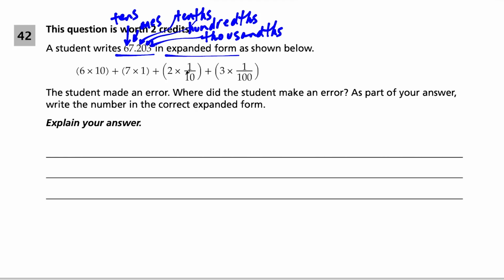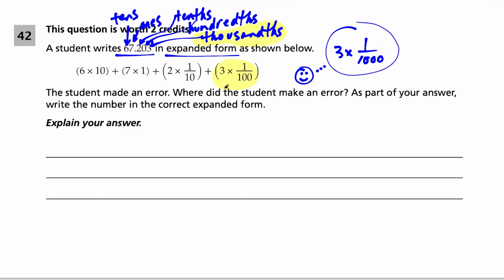So far, so good. And then now here's the problem. Okay, here's the mistake. 3 times 1 over 100. But notice that 3 is in the thousandths place. Okay, so what should have happened is that it should have said 3 times 1 over 1,000, because it is in the thousandths place. So that's the correction that we're going to have to make here. And that's what we're going to include in our explanation.